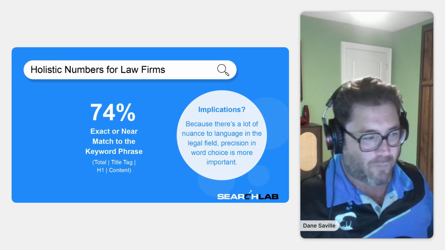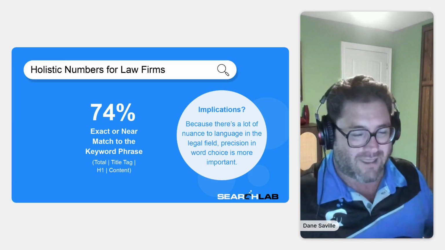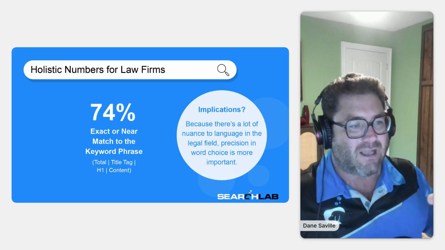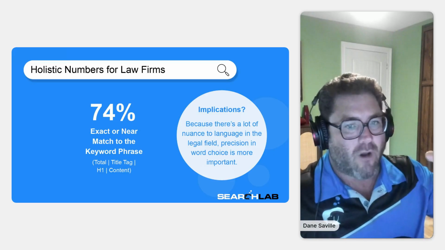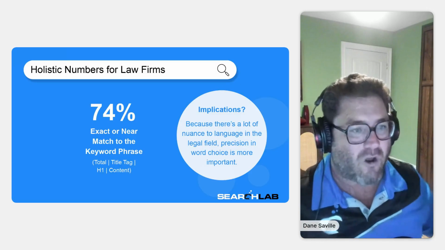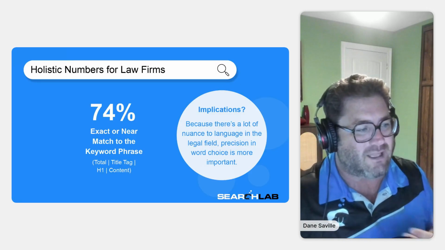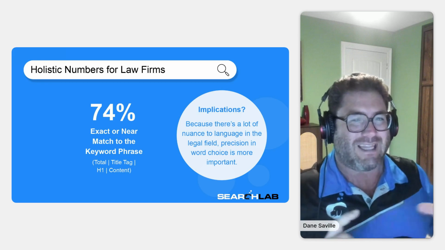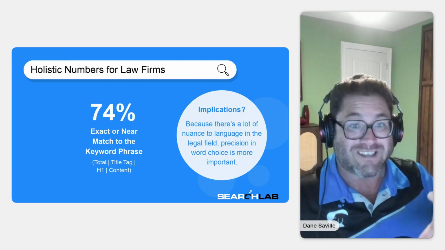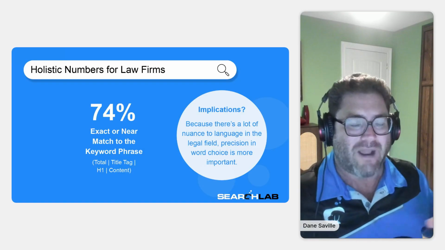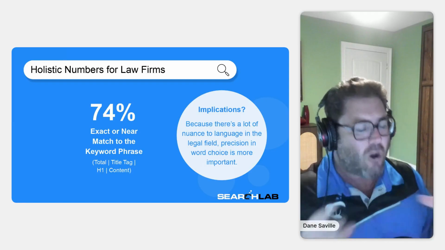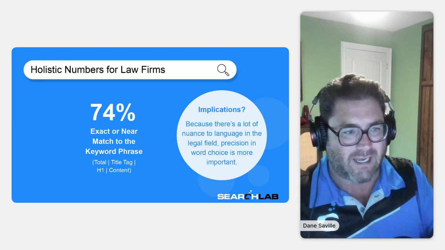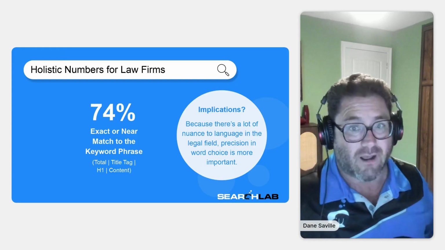Law firms, 74%. A greater number, and that comes down to the technicality of language in legal implications. I think it's still true, right? You don't have to overfret about the keyword being everywhere on the page, but because there's nuance to language in the legal field, precision of word choice is a bit more important. There's a little less latitude for different synonyms. How many different ways can you say medical malpractice, right? So I think there's a corollary there between the complexity of the industry and matching to the keyword.